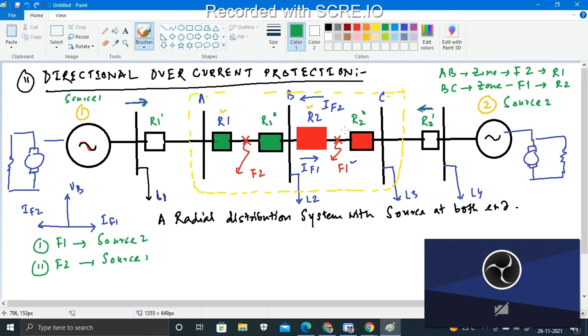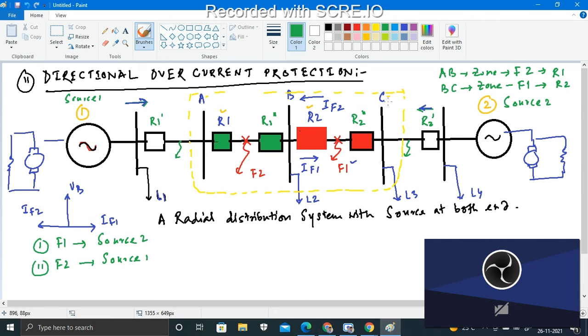It may happen that some of the faults appear in this section, some of the faults appear in this section. So it will be very much impossible to distinguish whether the fault is in section AB, sorry, section BC.